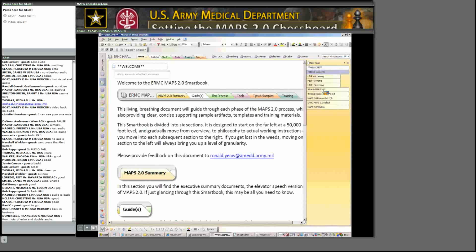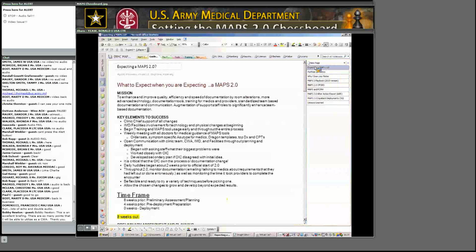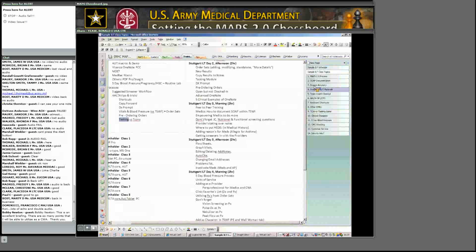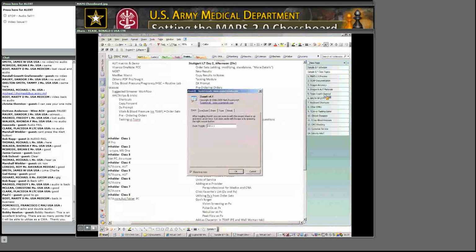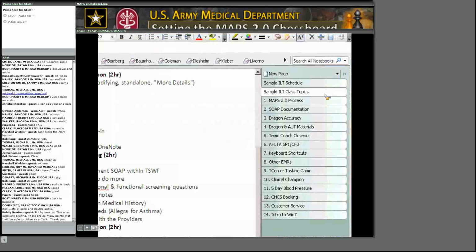Very simple. From there, we can move to guides. And this is more, here are my lessons learned, as well as what to expect when expecting a MAPS 2.0. So additionally, let's keep moving. I've got the training tab. If you look on the left-hand side, and let me zoom in here. And there's the zoom. There's every training class I would need to give during a MAPS 2.0. And I keep adding information to this.